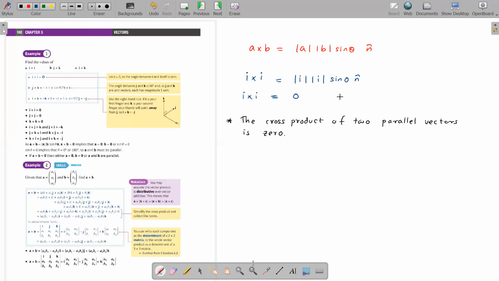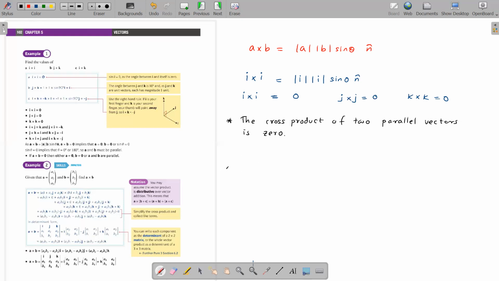Which means automatically what? I cross I is 0, J cross J also should be 0, and K cross K also should be 0, because J and J are parallel, and K and K are parallel to each other. Each of these can individually be 0. Are you okay with me? Then let's go to the next one.